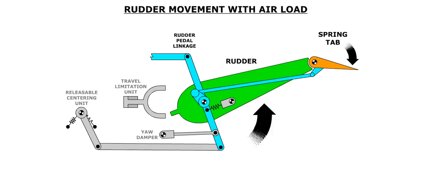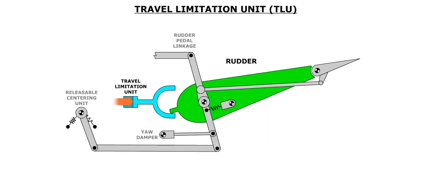If the rudder pedal is actuated while there is an air load on the rudder, such as during flight, the spring tab moves in the opposite direction of the rudder movement. This alleviates the pilot's workload. It should be noted that the amount of spring tab travel increases as the airspeed increases. A travel limitation unit, or TLU, limits the amount of rudder travel based on airspeed. The TLU receives airspeed information from the 2 air data computers. The TLU uses an actuator to move a fork, which allows additional rudder travel or restricts it.